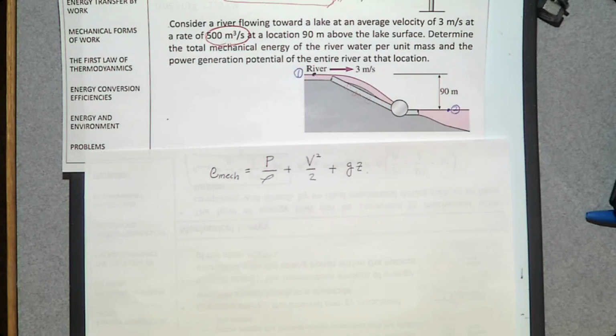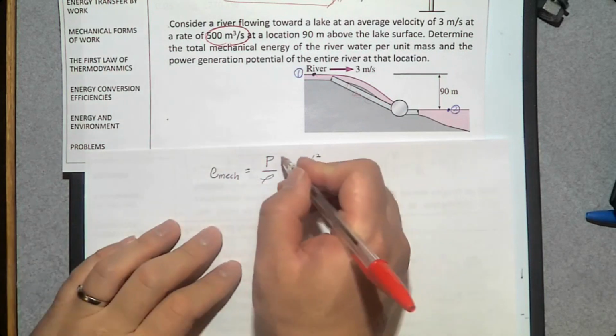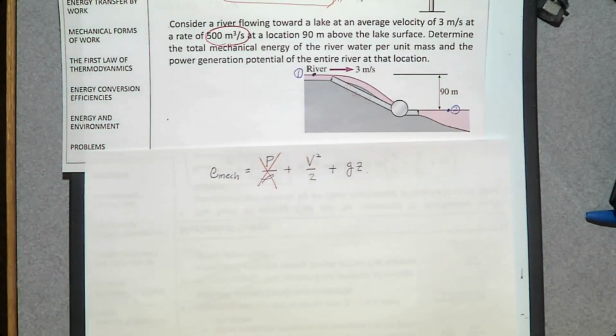So if you look at this flow energy, the density should be constant before and after, and the pressure should be constant before and after. So you can neglect the change in flow energy.